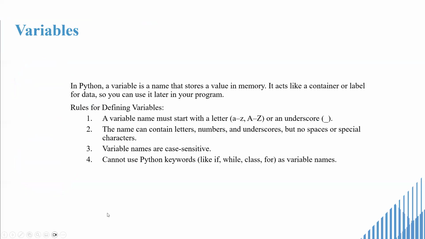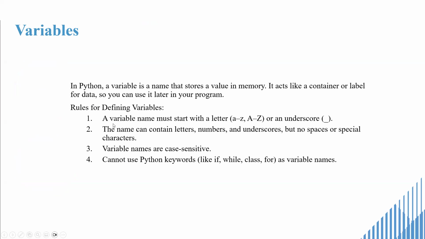This is a statement. And variables in Python: a variable is a name that stores a value in memory. For example, if you give a name, x is equal to 4, this x is a variable. It acts like a container or a label for data, so you can use it later in your program. You can just call it again and ask what x was.